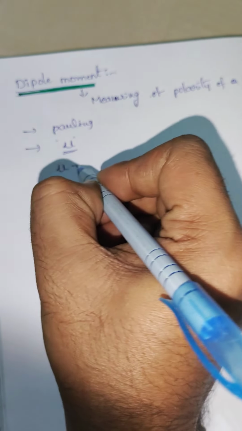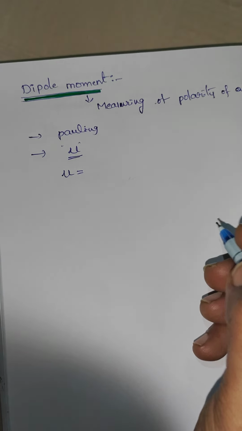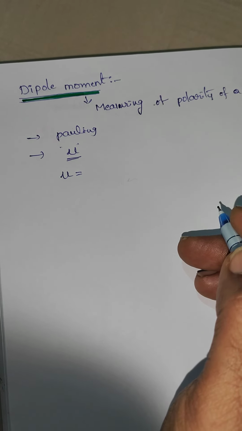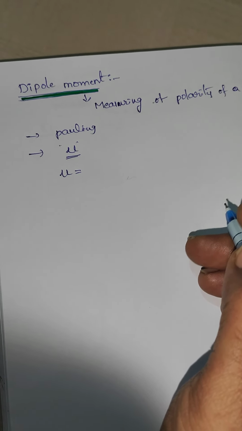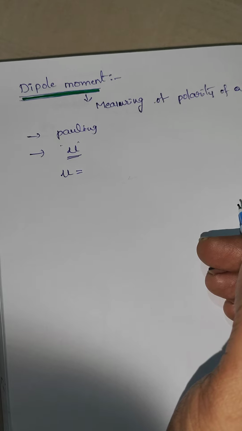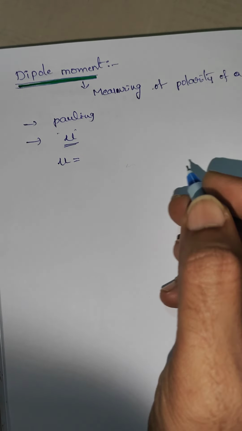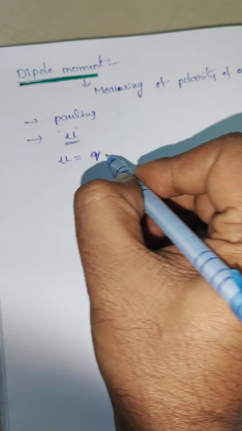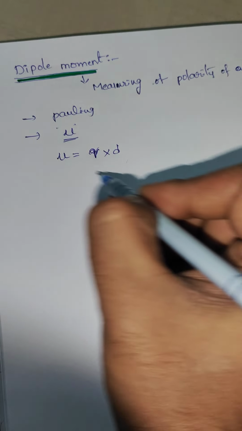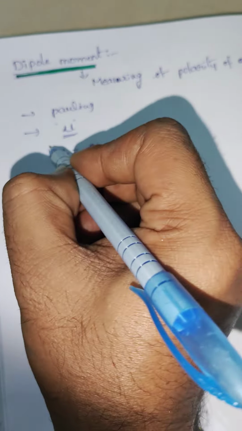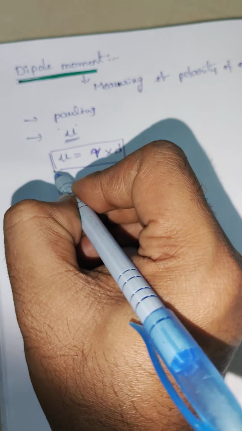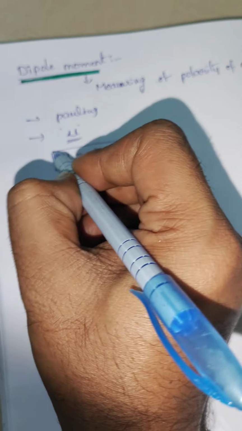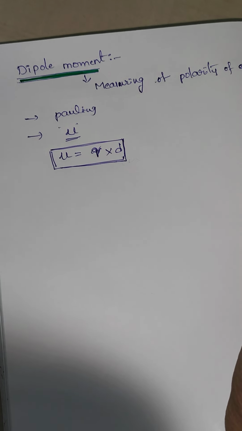What does mu mean? The product of the positive or negative charge, that is Q, and the distance between the two atoms is called the dipole moment. Mu is equal to Q into D. How do we calculate dipole moment? We use this formula: mu is equal to Q into D.